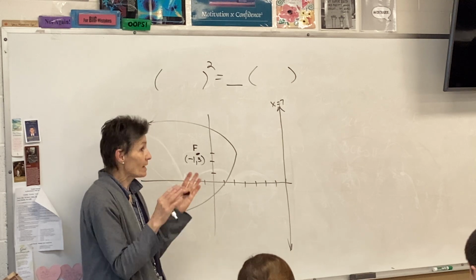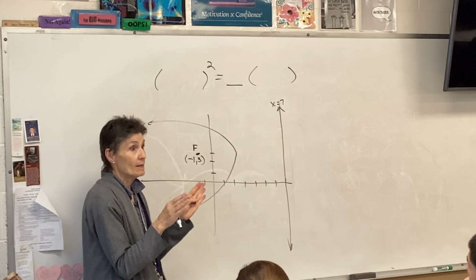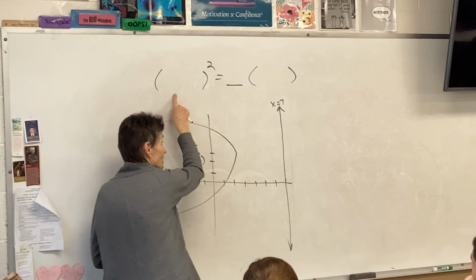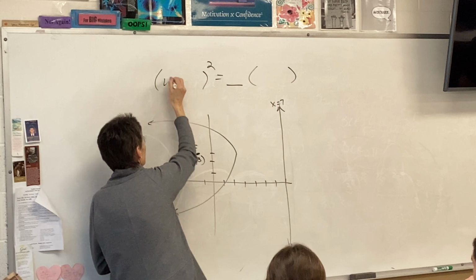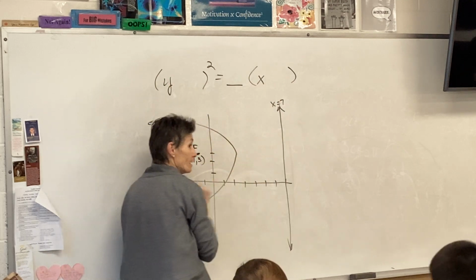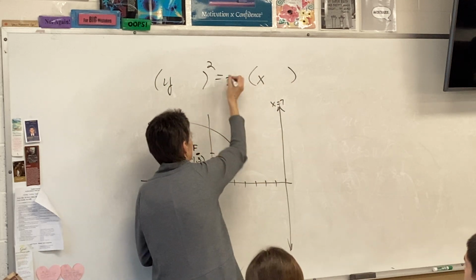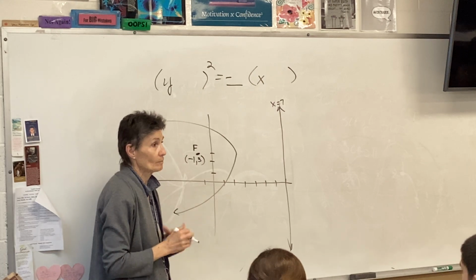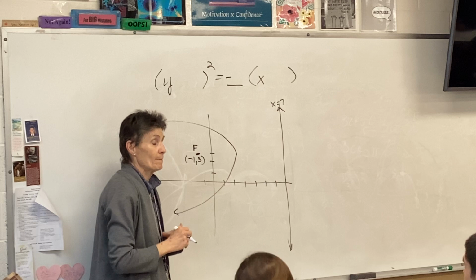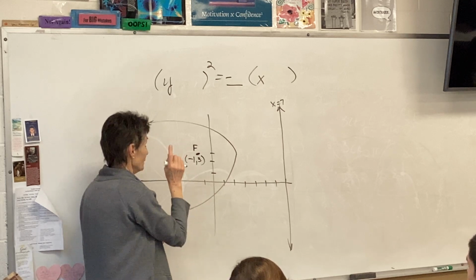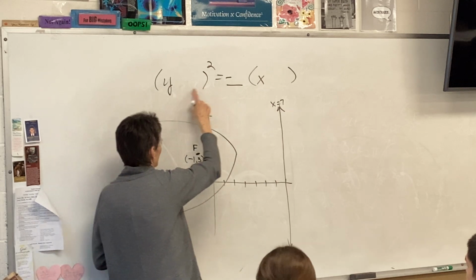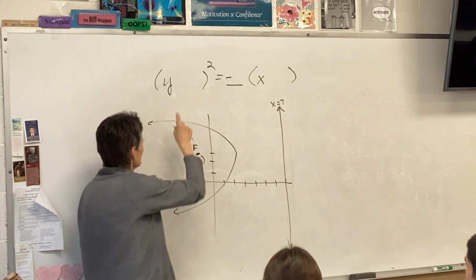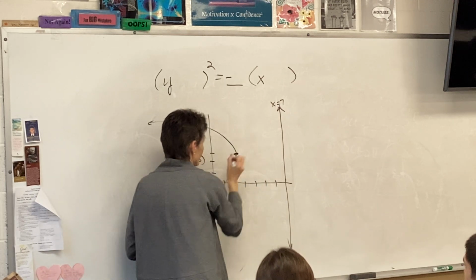Now, that tells me lots already. If it opens left, then which letter is in the square? Y. And left is a negative direction. Left and down are negative. Okay, now, I would love to have the numbers that go in these parentheses. But those numbers come from the vertex, right?